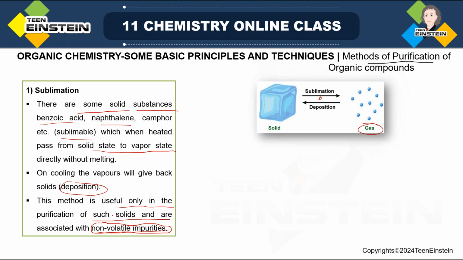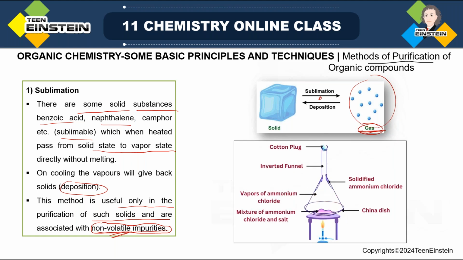Because if your impurity has some volatile nature, when you are heating the solid, then with this gas you will also get the volatile impurity. So that is why the impurity must be non-volatile, so that when you are heating it, in the vapor you get only your desired compound, not the volatile impurity. So that is why it is mentioned clearly that your impurity must be non-volatile in nature. Okay.